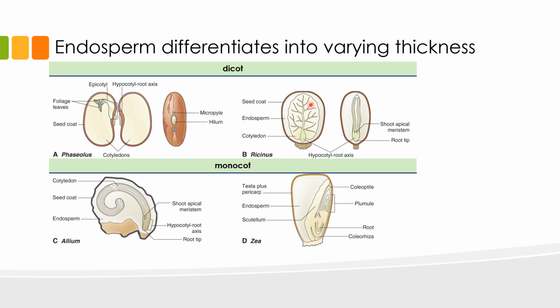Compare that with the Phaseolus seed on the left. Phaseolus seeds do not have endosperm, but have cotyledons. It is a structure, this full structure that you see here, and also here.